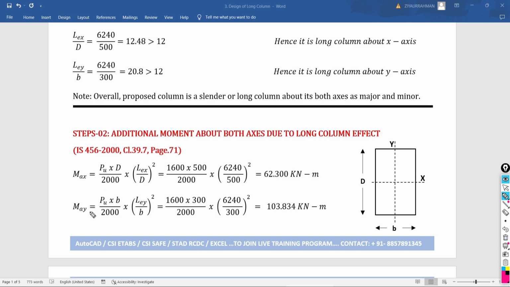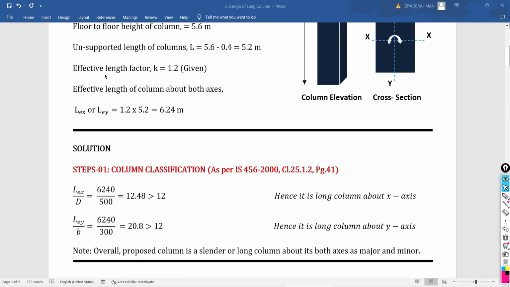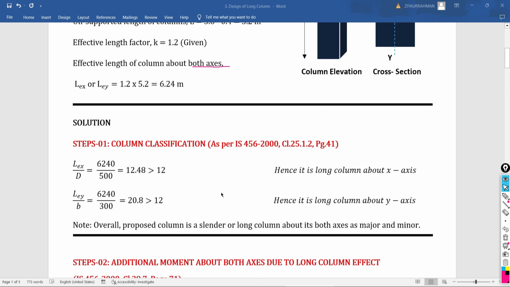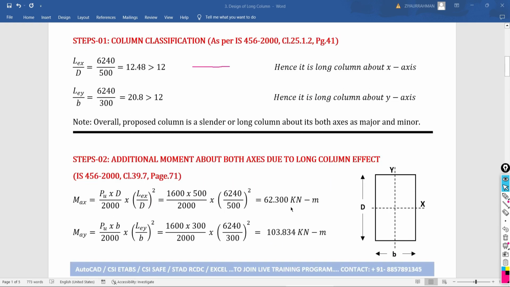Likewise, we have to do the calculation for the y-axis. We get the value as 103.834 kilonewton meter. So these two values are the additional moments, and the basic moment analysis results are given here: 45 kilonewton meter and 40 kilonewton meter about the y-axis. These two values are the additional moments about the x-axis and about the y-axis.